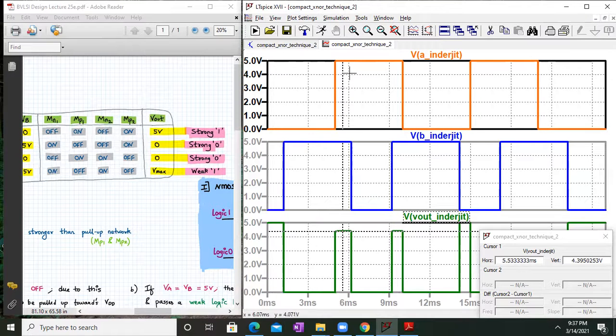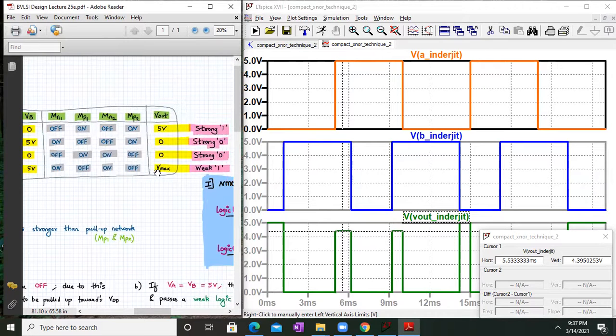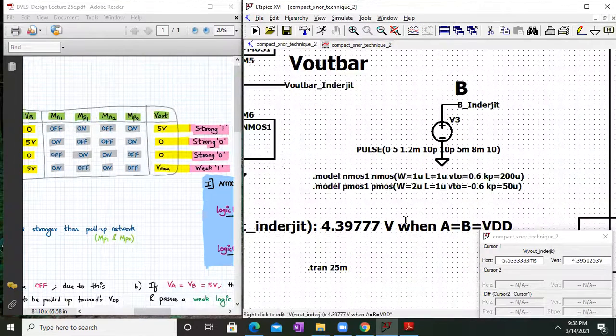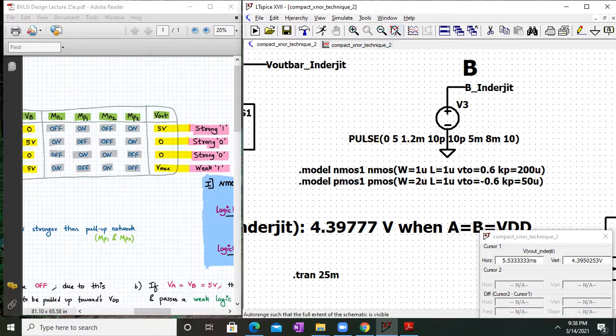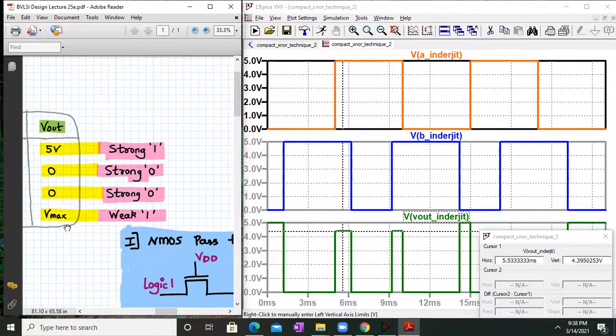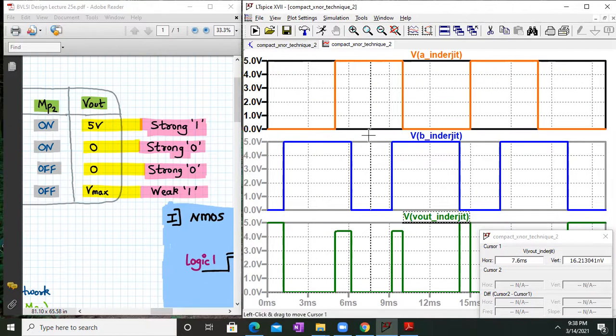Okay, so in case VA and VB are both 5 volt, then we get a weak logic 1, and we get a Vmax value. So here we are getting 4.395. Actually it should be VDD minus VTN, and here the VTN value is given as 0.6, as you can see very clearly. And VDD is 5. So 5 volt minus 0.6 should give us 4.4, but here we are getting 4.395. That's quite close. So for the 5 volt and 5 volt combination, we are getting a weak logic 1.